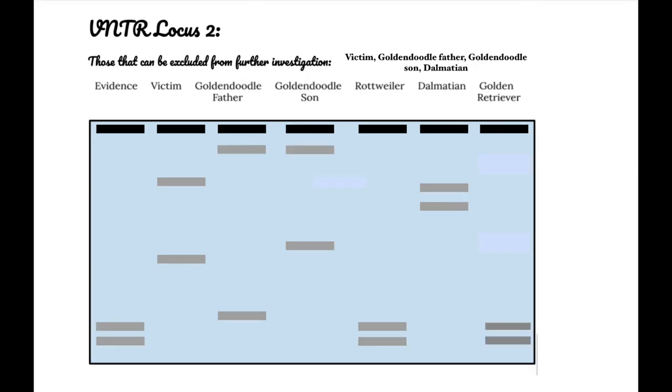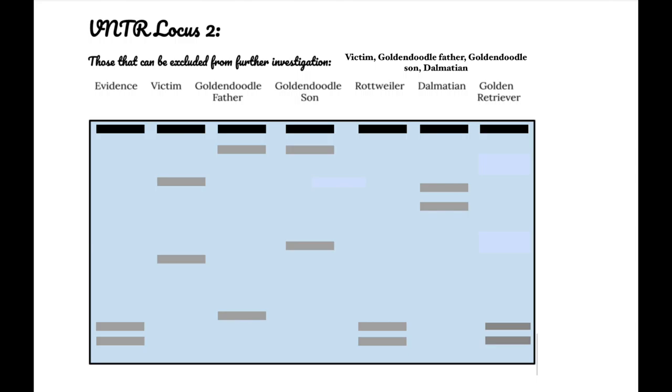Next, I analyzed the gel for locus 2. Once again, the victim's alleles were not in the exact location of the alleles of the evidence, meaning the victim had a different number of repeats compared to the evidence. In addition, the golden doodle father and golden doodle son were also not matches to the evidence. The Rottweiler was once again an exact match to the alleles in the evidence sample, meaning they both had the exact same number of repeats.